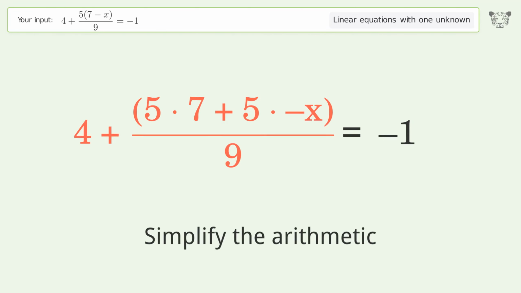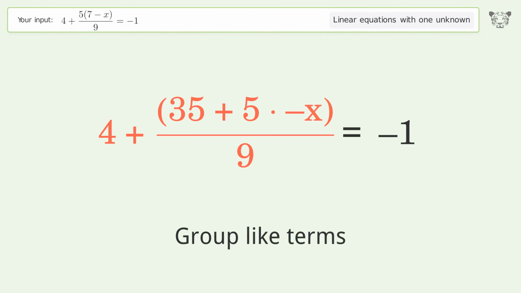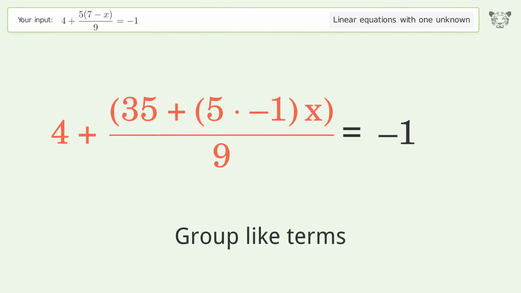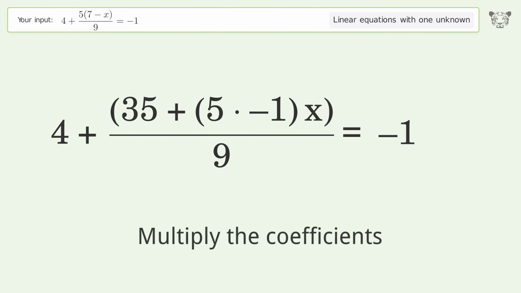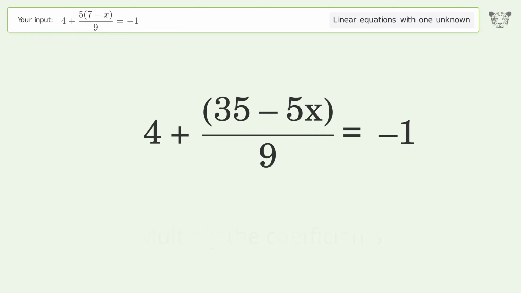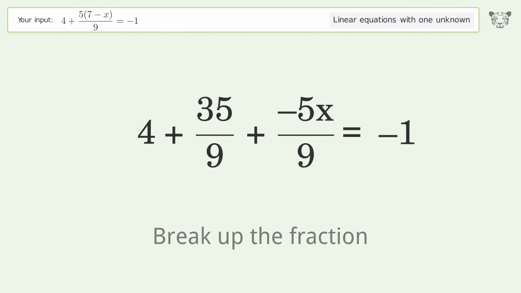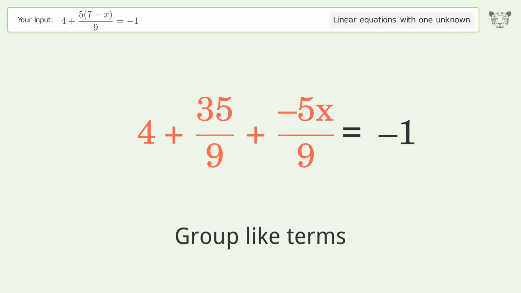Simplify the arithmetic. Group like terms. Multiply the coefficients. Break up the fraction. Group like terms.